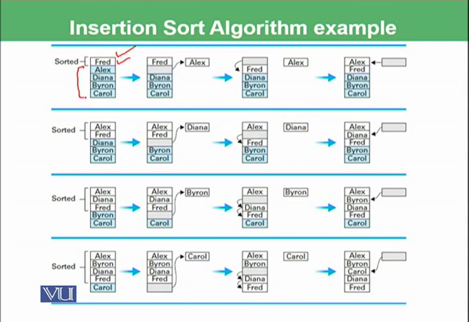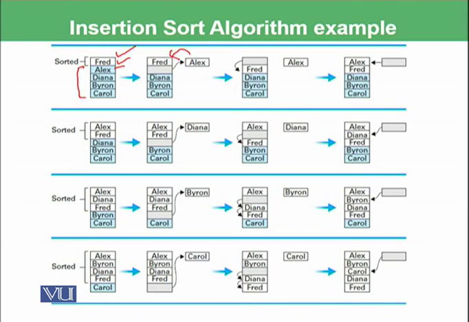First of all, we have picked Alex because this is the topmost element from the unsorted list, and we have compared it with Fred. When we compared it with Fred, we found that Alex is less than Fred. Actually, how it is done at the backend is based on the ASCII codes which we learned in the initial modules. The ASCII codes of Alex are compared with the ASCII codes of Fred.